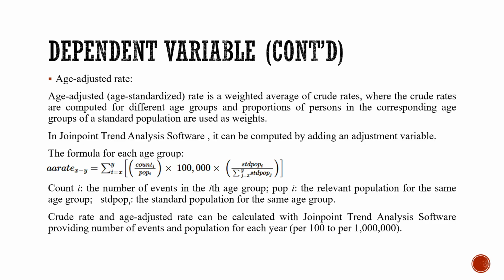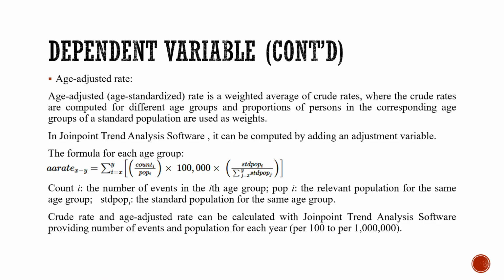An age-adjusted or age-standardized rate is a weighted average of crude rates where the crude rates are computed for different age groups and proportion of persons in the corresponding age groups of a standard population are used as weights. In Jointpoint trend analysis software, we can directly calculate the age-adjusted rate by adding an adjustment variable. The formula that the software will use is this formula.